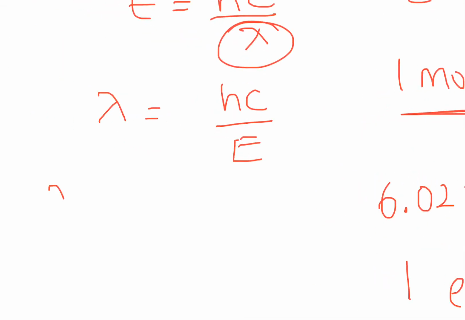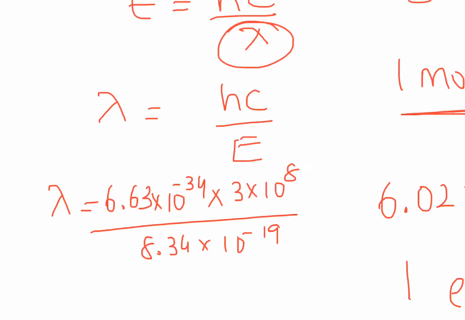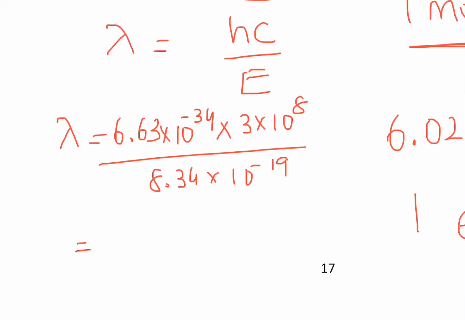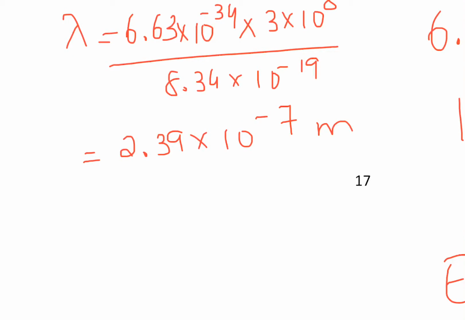So wavelength is equal to hc over E. Replace in the formula and you should have the answer 2.39 times 10 to the power of minus 7 meters. The wavelength is going to be obtained in meters. You can leave it like that or you can convert that to nanometers. To convert this to nanometers, you're going to multiply by 10 to the power of 9. So that should give you 339 nanometers.